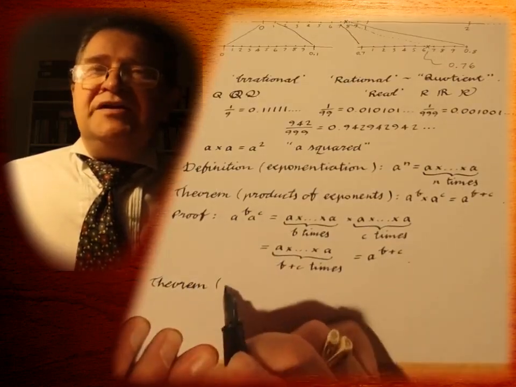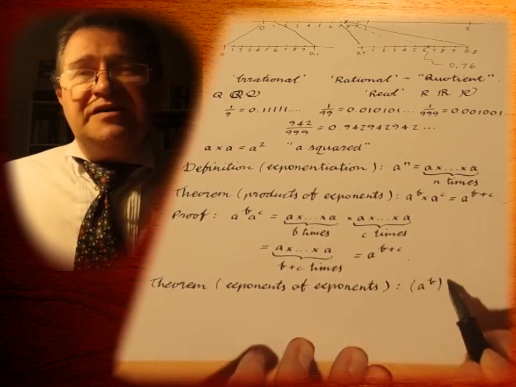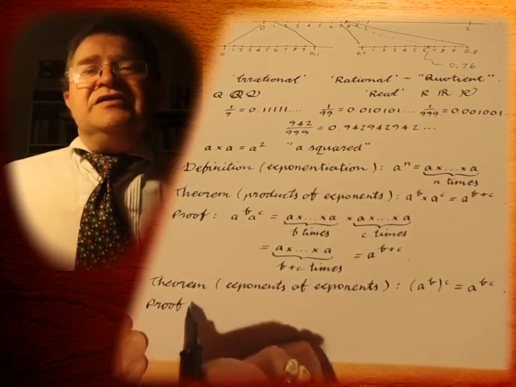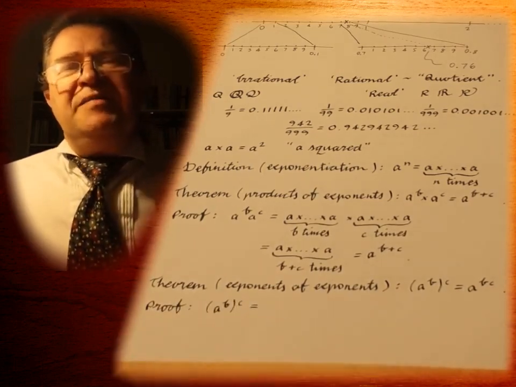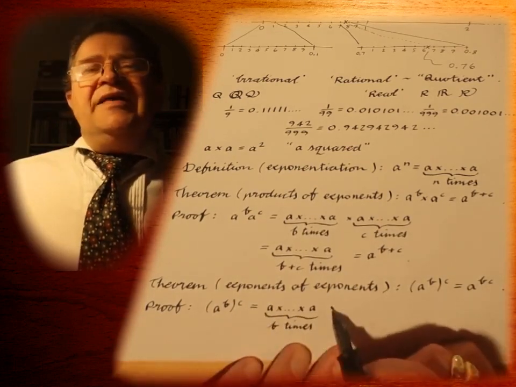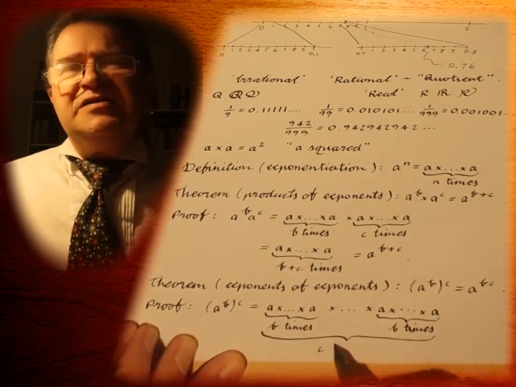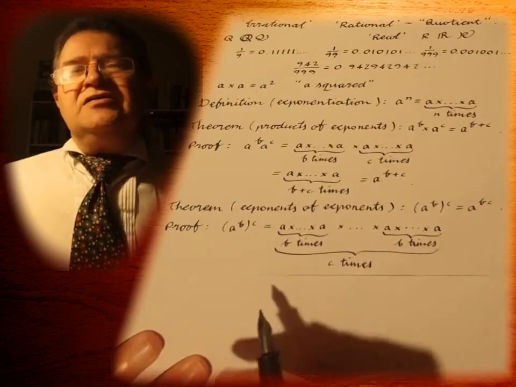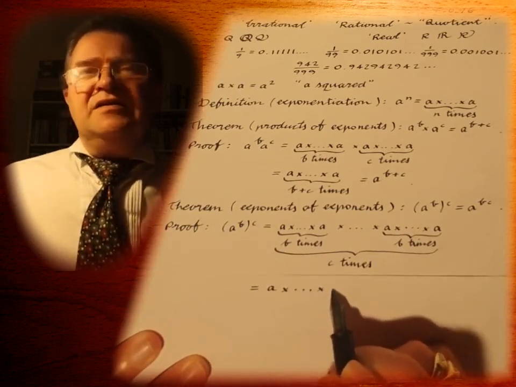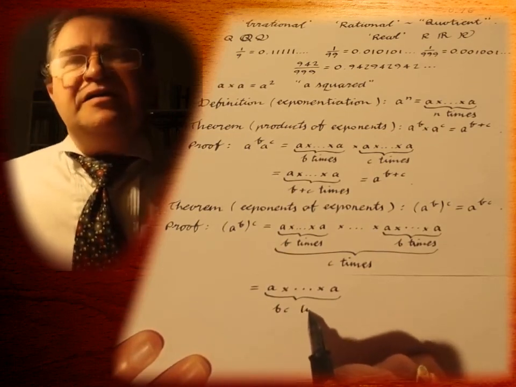A to the power of b to the power of c is equal to a to the power of b times c. Again, we write this all out. So this is a multiplied by itself b times, and then that entire pattern is repeated c times, so that the total number of times we're multiplying a by itself is c lots of b, which is b times c.